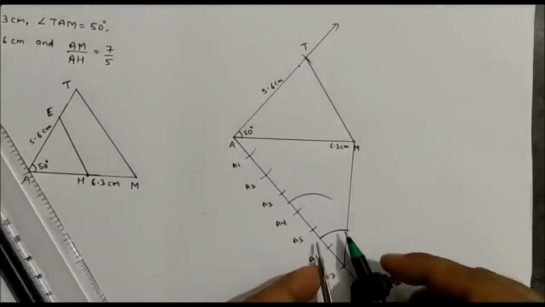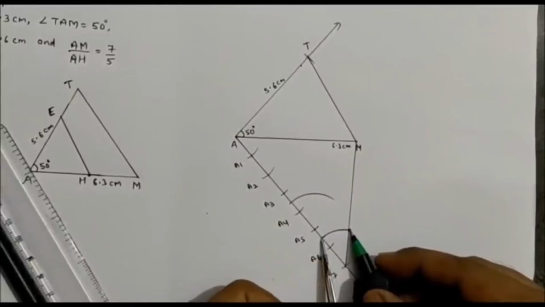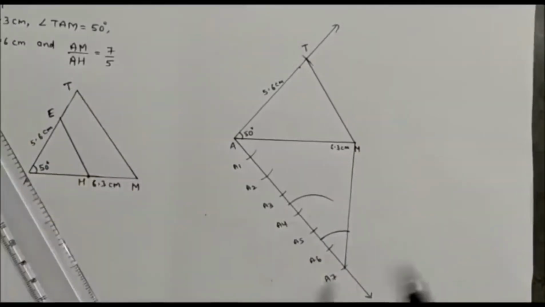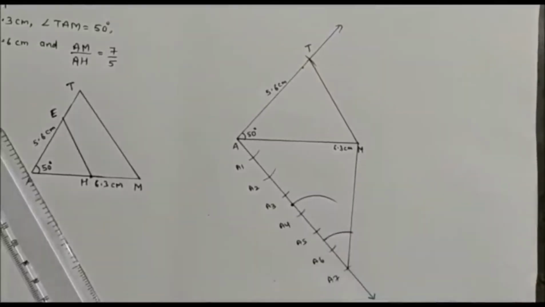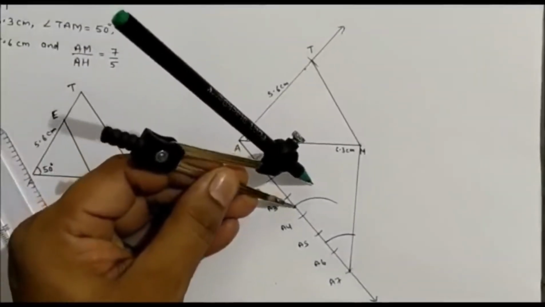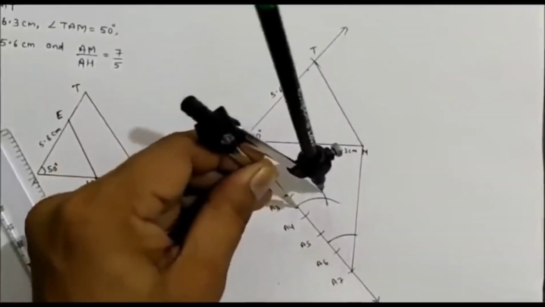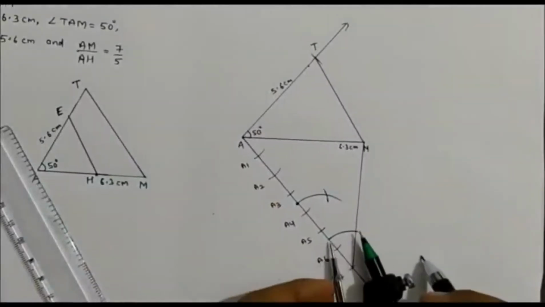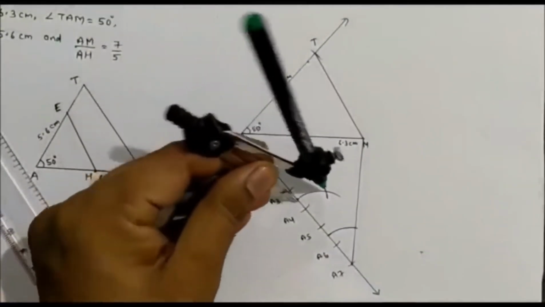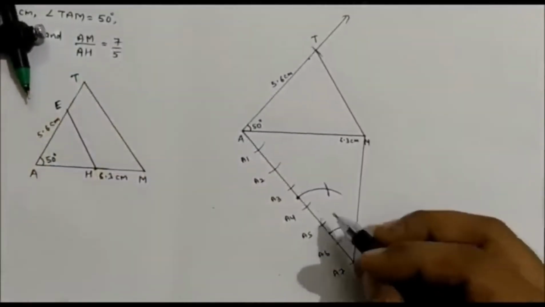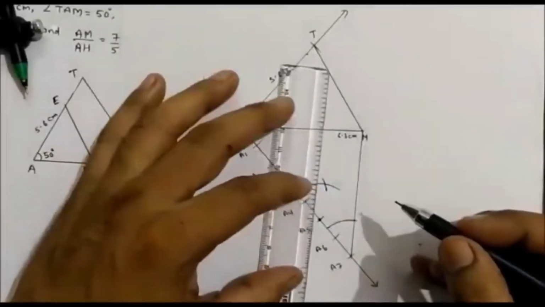Now take this distance. You can see that. Take the distance of this arc, and now you keep it on this point and from here you cut this arc. I repeat, take this distance here, and from this point you cut this arc, and now from that 5th point A5, from A5 you join this.